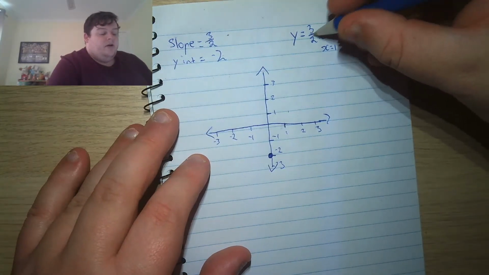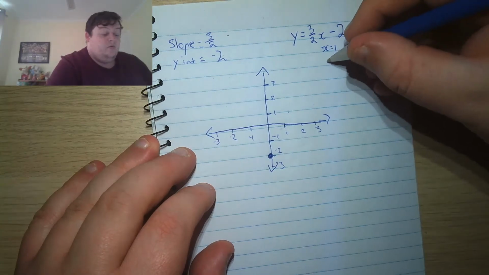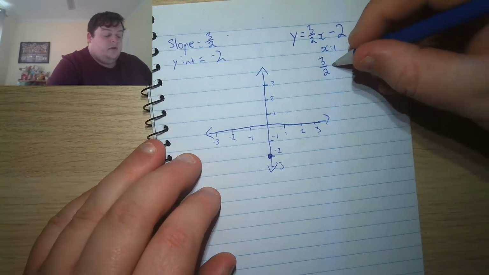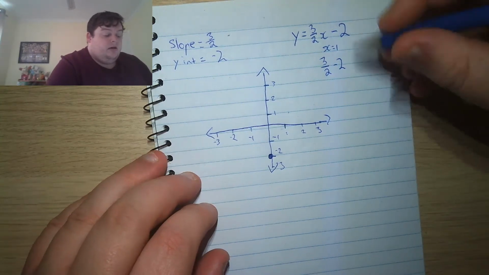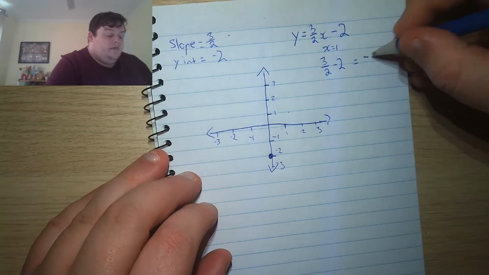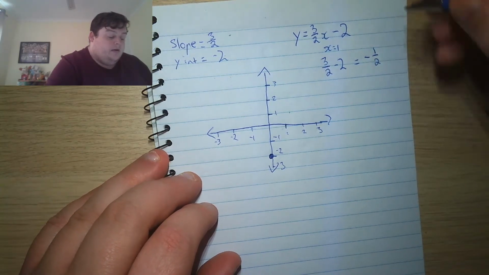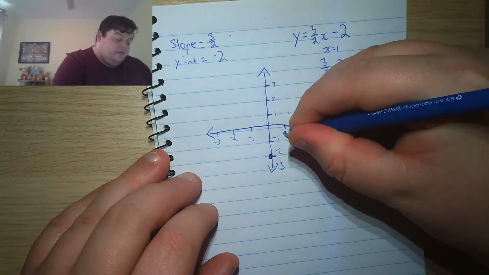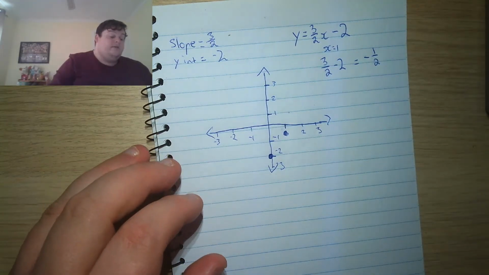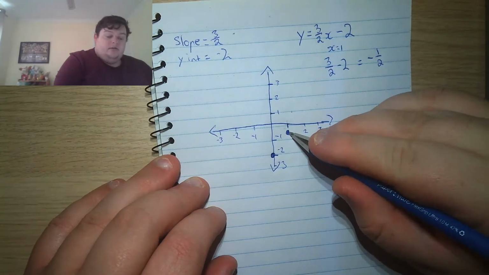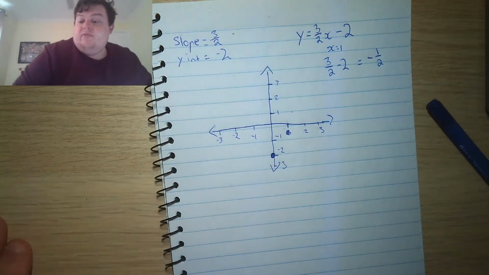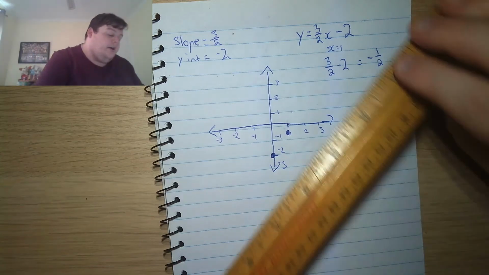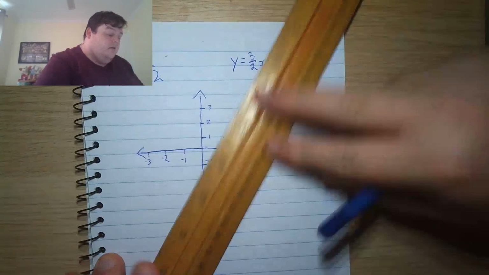So 3 over 2 times 1, or 1.5 times 1, is just 3 over 2, or 1.5. Minus 2 gives me negative 1/2. So I know where x equals 1, y should equal negative 1/2. So there is a point about there. As soon as you have two dots, you can create a line through that. One straight line.